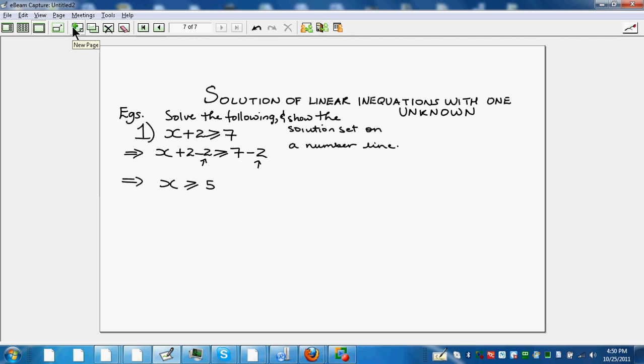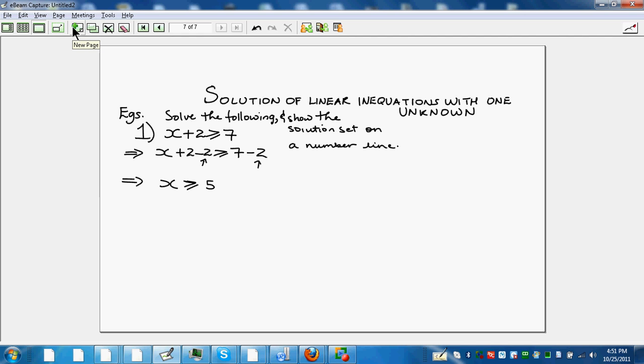Now that is a solution set because x could be any value that is greater than or equal to 5, which means x could be 5, 6, 7, 8, 9, 10 to infinity. It's an infinite set of solutions. That's why we call it a solution set. As a matter of fact, x could be 5, 5.5, 5.6, all the way up, uncountable, right?